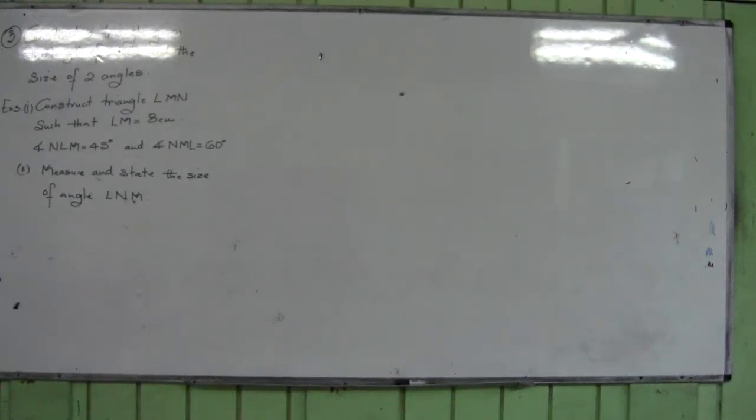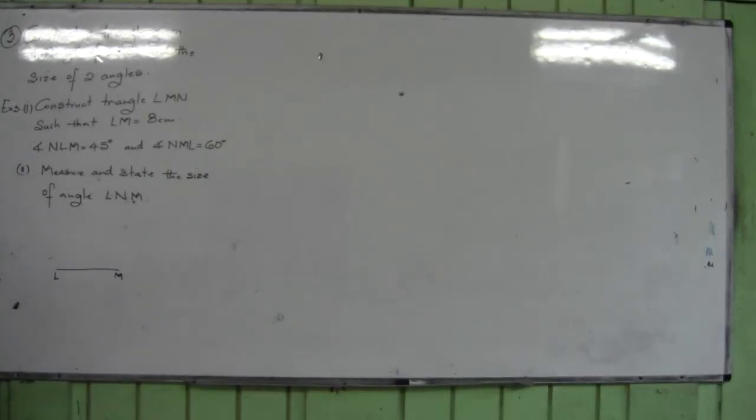All right. So the third construction we're doing is constructing a triangle given the length of one side and the size of two angles. Let's just discuss a little bit as to how we're going to go about the construction. It says construct triangle LMN such that LM is 8 centimeters. Since you're only given one side, I would start by drawing the one side. So I would draw LM.